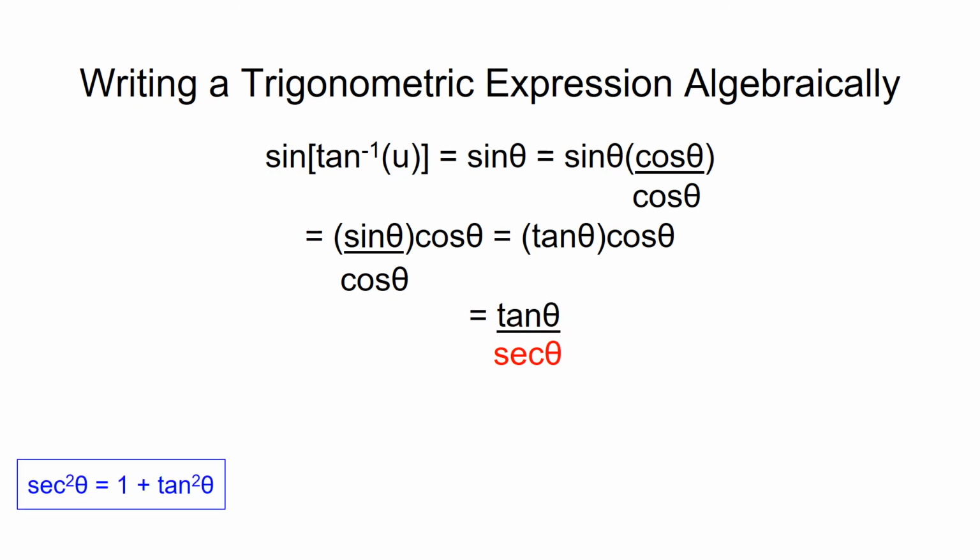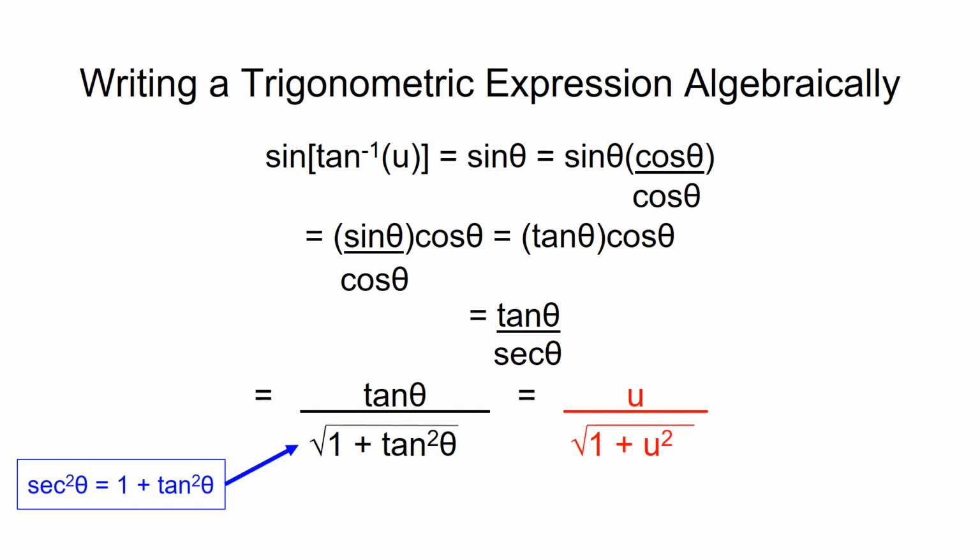Earlier we studied some trig identities. One of them was the secant squared of theta is equal to 1 plus the tangent squared of theta. We use this identity to rewrite the ratio tangent of theta over secant of theta, and we obtain the expression shown in red. Then we remember that the tangent of theta equals u, so we substitute u into the equation. The result is an algebraic expression that does not contain any trigonometric functions.